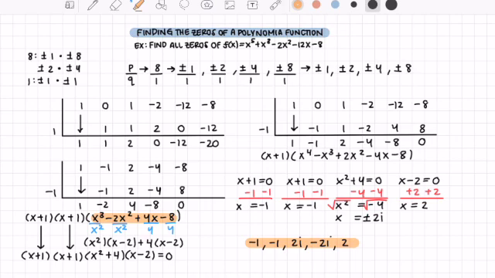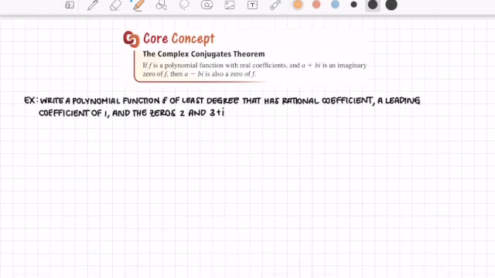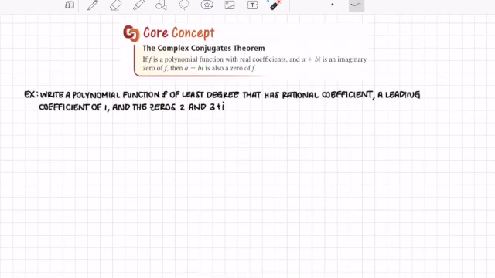Okay, let's try out the next one, which is the complex conjugates theorem. If a polynomial function with real coefficients and a plus bi is an imaginary zero, then a minus bi is also a zero of the function. So, for example, we're asked to write a polynomial function, and we're given the zeros 2 and 3i.